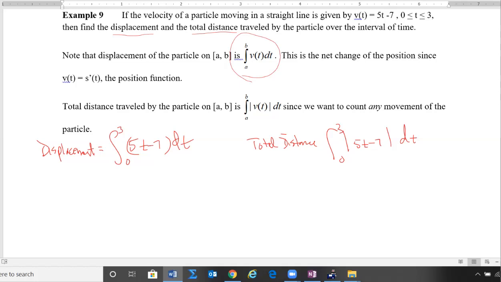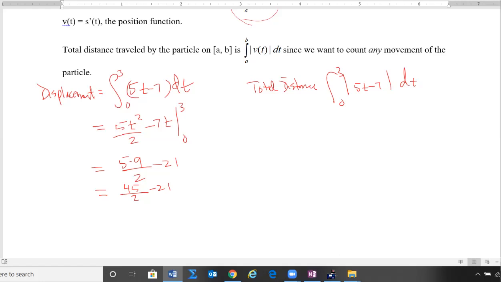Now this one over here, displacement would just be this integral. This is no problem. Let's see, we're going to have this from 0 to 3. This will be 5 times 9 over 2 minus 21, which is 45 over 2 minus 21. And that is 22 and a half minus 21, which is 1.5.